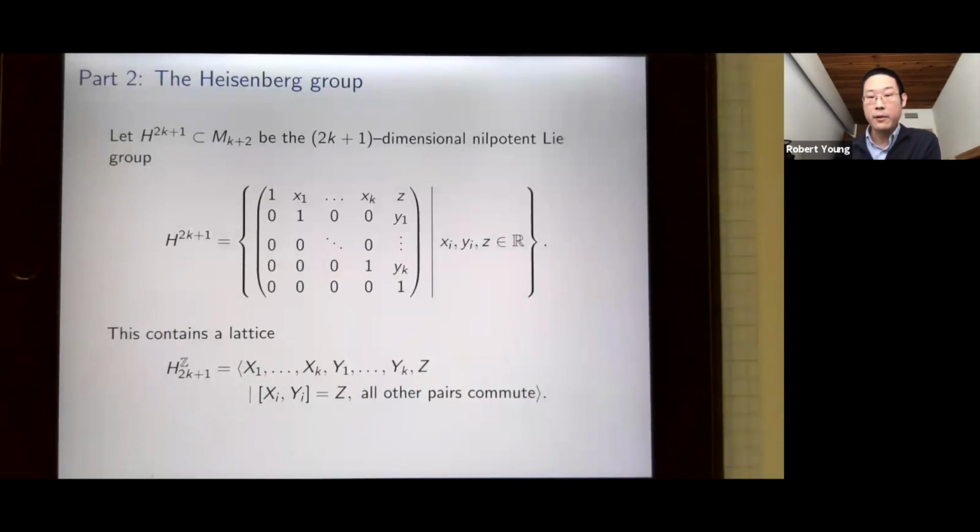Such that these matrices, if you do the matrix multiplication, you can show that the commutator of x sub i and y sub i is z, and all the other pairs commute. In particular, the subgroup generated by z is the center of this nilpotent group.